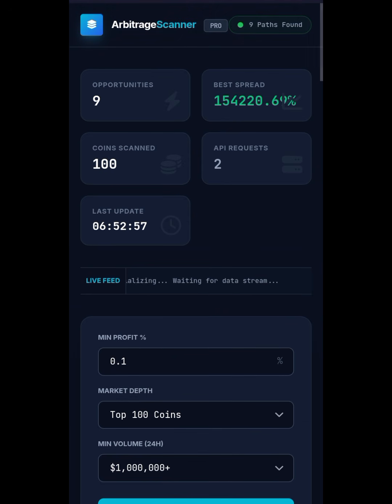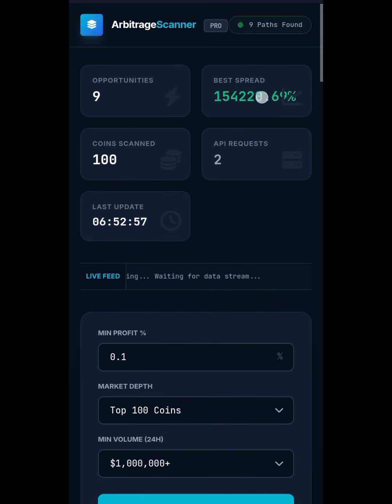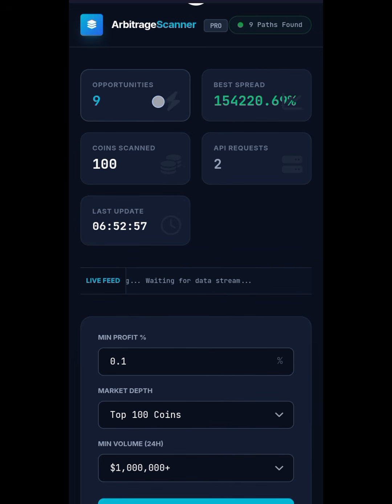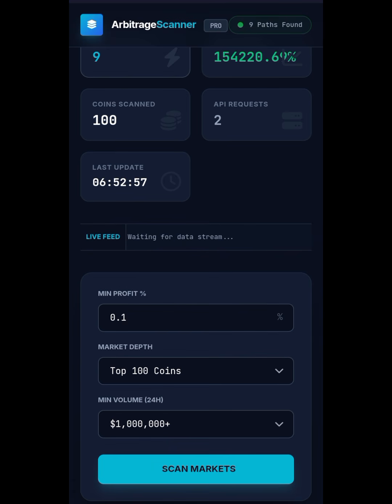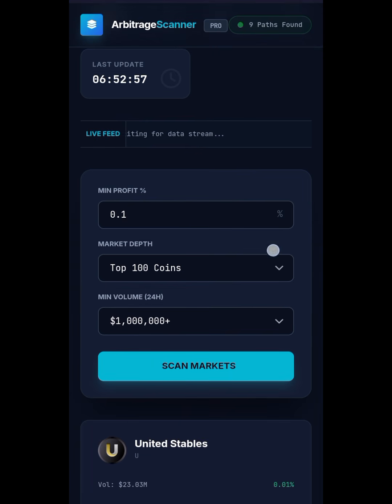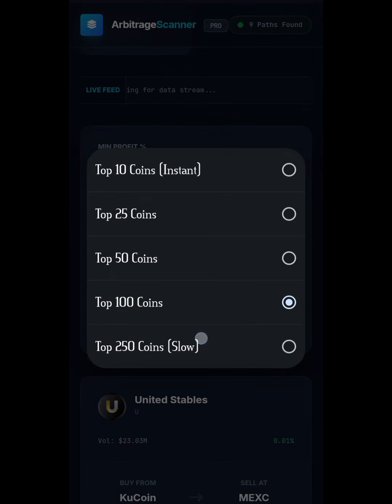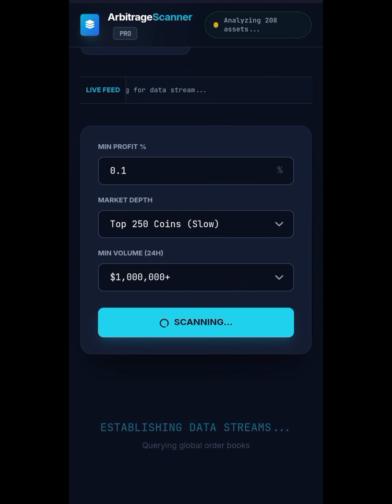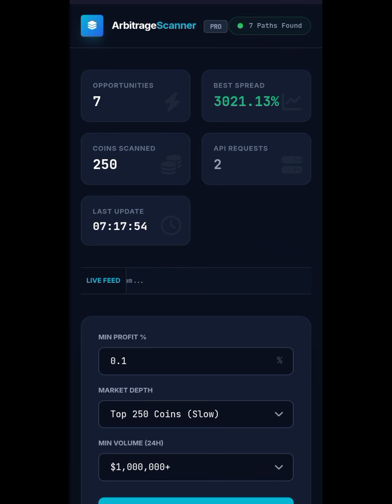So now if the best spread is like 15,000%, I mean it's not reasonable. They show the best spread opportunities, that's what they found currently at this instance. So 100 coins scanned. Let me just put it at a higher coin count, so even if it takes time, we know if you can find more opportunities, right? So let me wait for it to load up, then we continue the video, right? So we have found seven opportunities, right? And the best spread is 3,000%, which is actually not feasible.